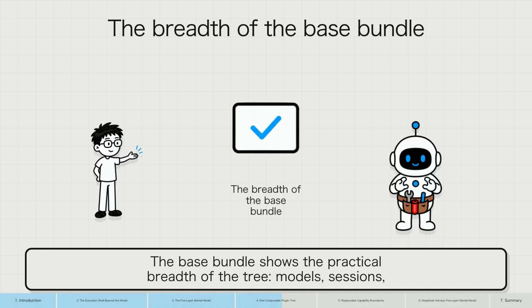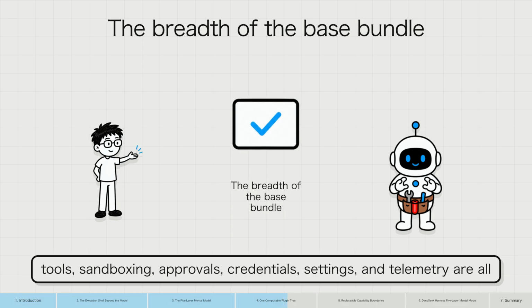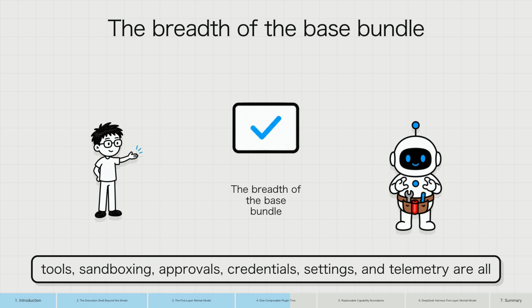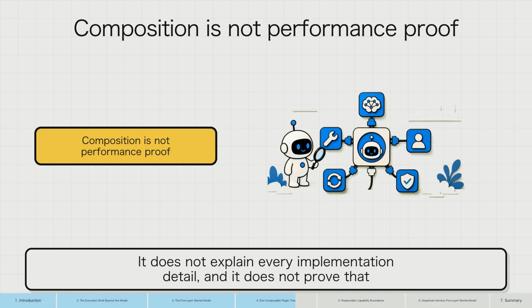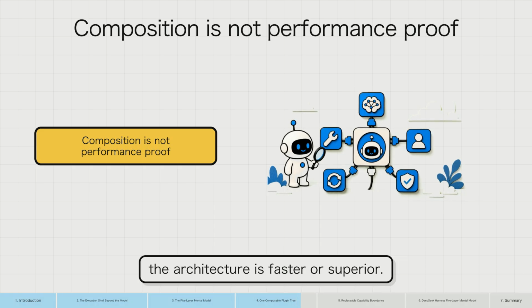The base bundle shows the practical breadth of the tree: models, sessions, tools, sandboxing, approvals, credentials, settings, and telemetry are all assembled as entries. That still answers what the system is. It does not explain every implementation detail, and it does not prove that the architecture is faster or superior.